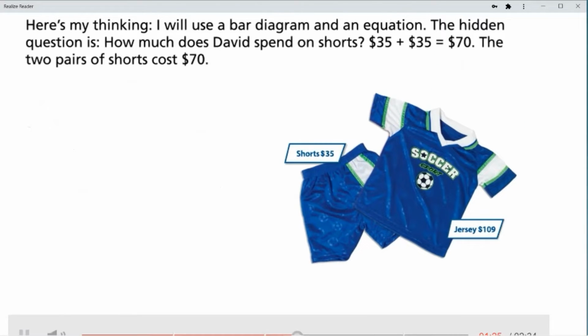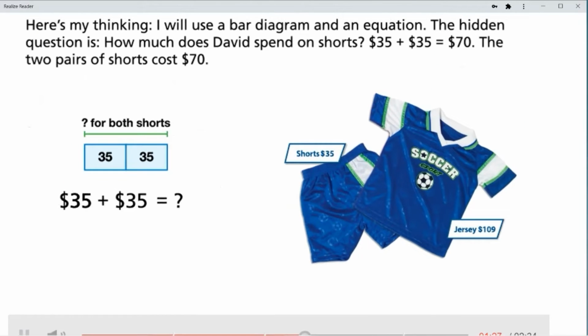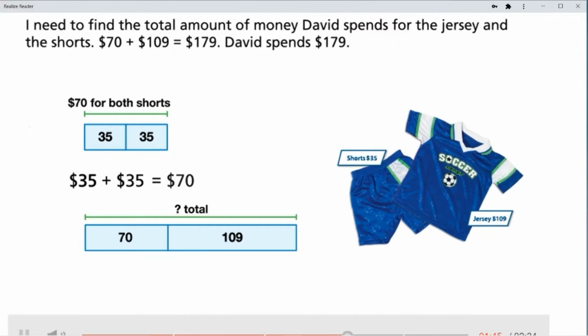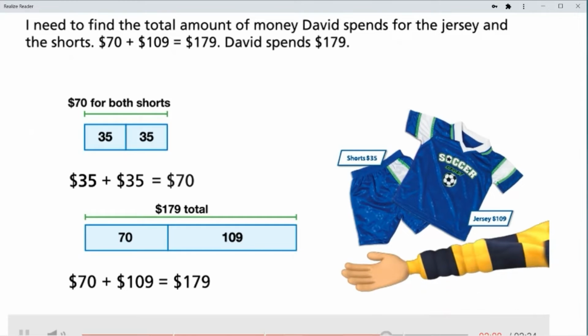Here's my thinking. I will use a bar diagram and an equation. The hidden question is, how much does David spend on shorts? $35 plus $35 equals $70. The 2 pairs of shorts cost $70. I need to find the total amount of money David spends for the jersey and the shorts. $70 plus $109 equals $179. David spends $179. Great job!